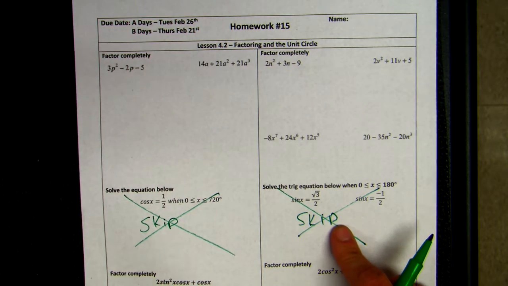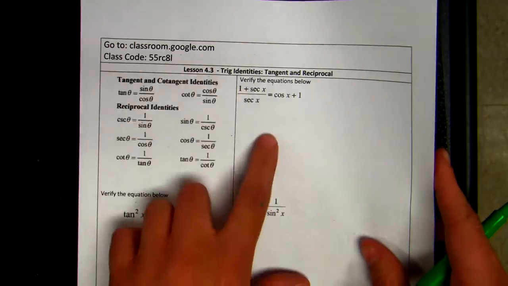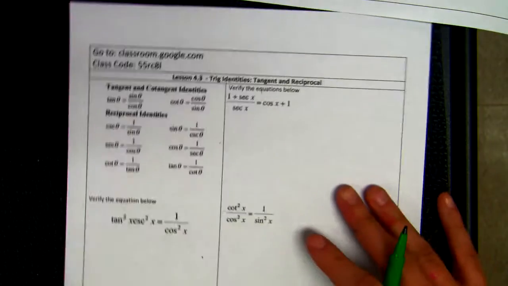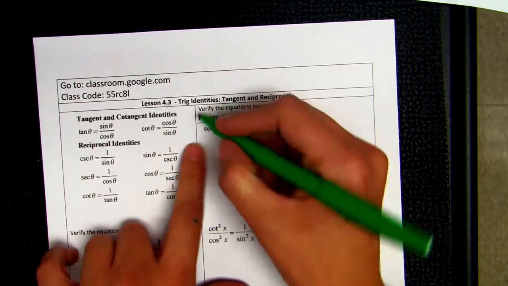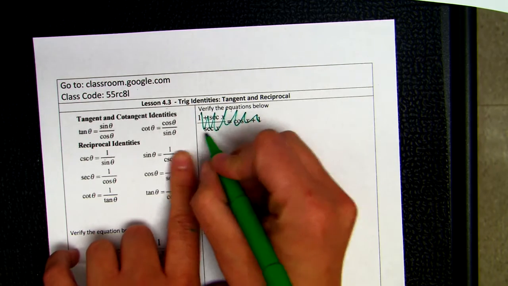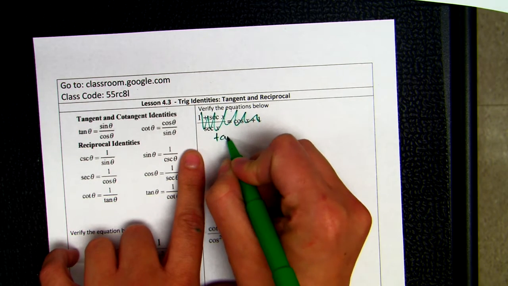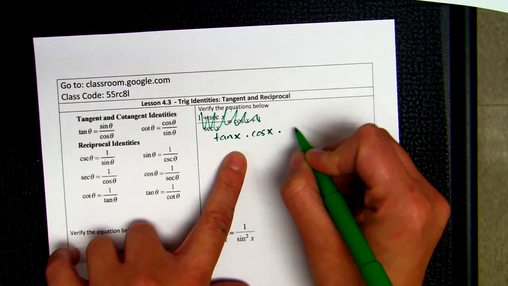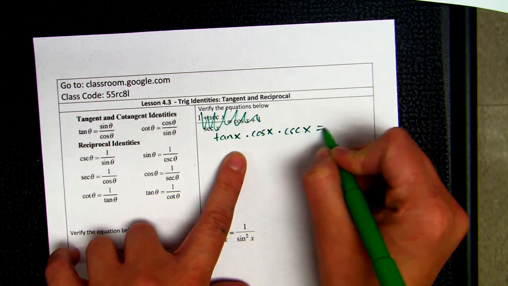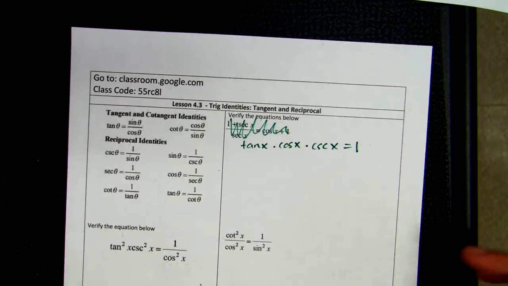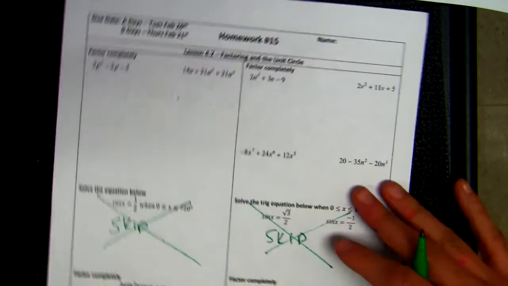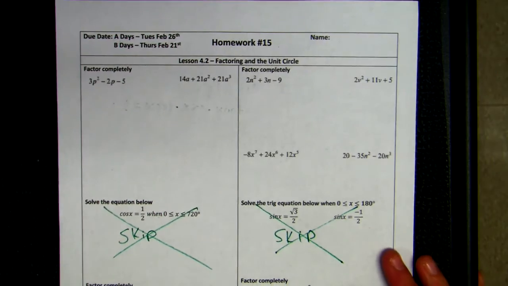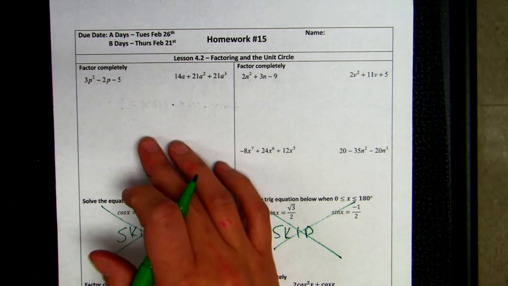And on the back of homework number 15, for this problem here, I'm going to do a quick rewrite because we didn't quite get into addition of fractions with these. Instead, this problem is tangent of x times cosine of x times cosecant of x equals 1, because we didn't get into adding fractions. So those are all your changes and ones you don't have to do. And with that, we will get to the actual video part.